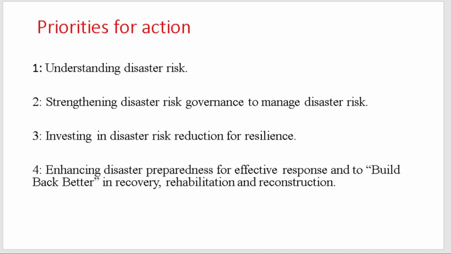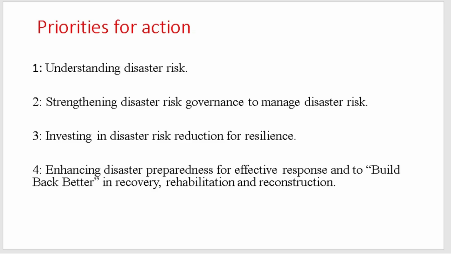There are 4 major priorities of this action. First one is understanding disaster risk. It is basically for ensuring that the policies and practices of disaster risk management are based on a clear understanding of the vulnerability, capacity, and exposure to the hazard. Second one is strengthening disaster risk governance to manage the disaster risk. This means having a clear strategy, a strong institution, law and budget to ensure efficient management of the disaster risk.